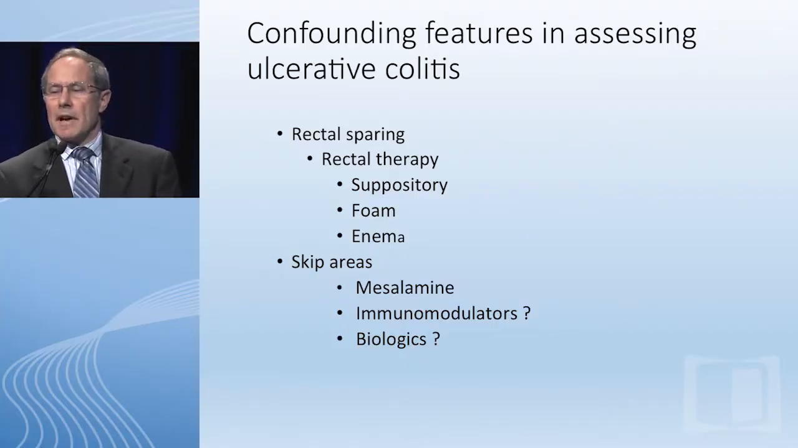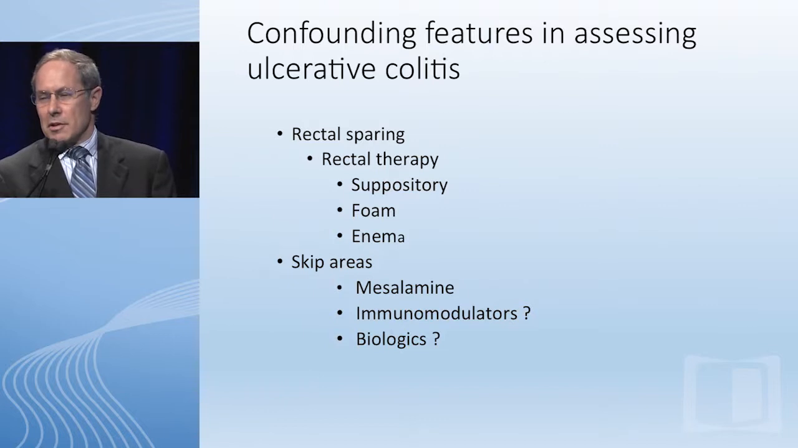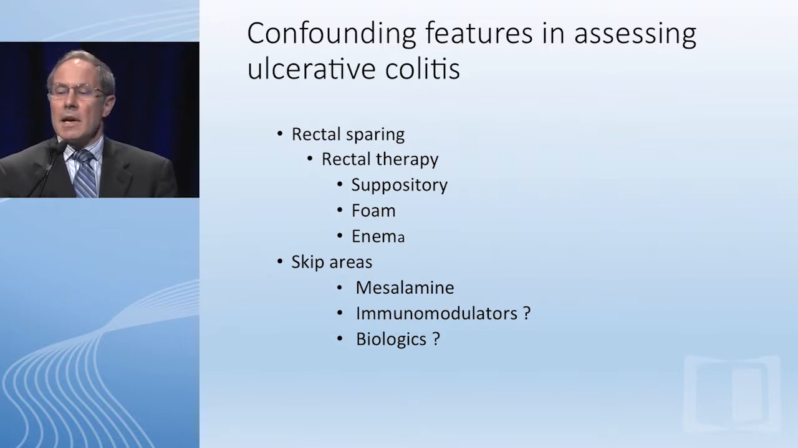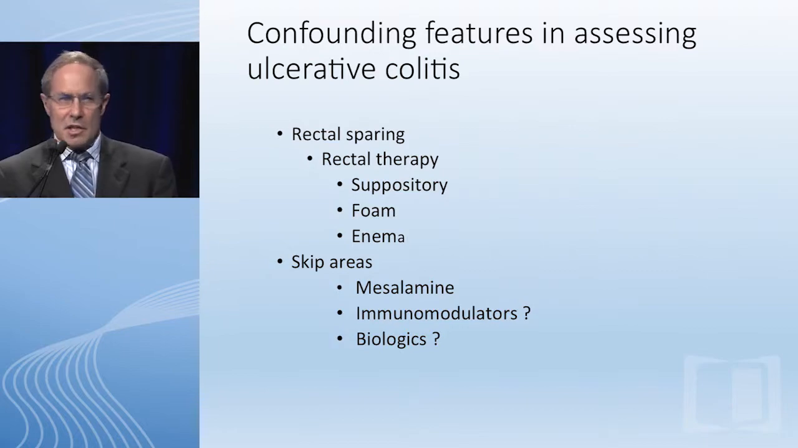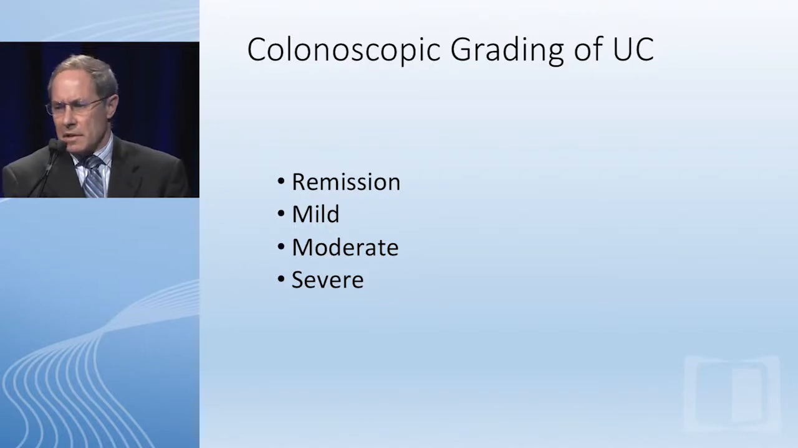There are many confounding features in ulcerative colitis, and one of those is being certain that this is UC or Crohn's disease. Certainly with rectal therapy and the use of suppositories, foams, or enemas, there can be rectal sparing or some left-sided sparing that can make ulcerative colitis look like Crohn's disease. The use of mesalamine compounds that cause segmental treatment, and perhaps even immunomodulators and biologics, can also lead to skip areas that may obscure the continuous nature of ulcerative colitis.